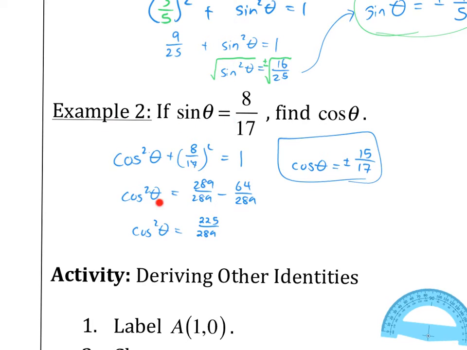So check your answer here for example 2. And tomorrow we're going to walk through other theorems besides the Pythagorean identity.